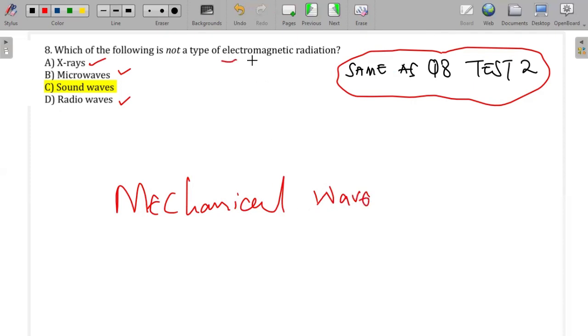So what does it mean to be electromagnetic? It means those radiations travel through a vacuum. They don't need a medium to travel. So X-rays, microwaves, radio waves, they travel through a vacuum. But the sound wave is a mechanical wave because it needs a medium to travel. For example, air, water, or some solid stuff.